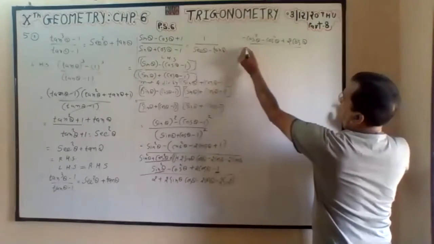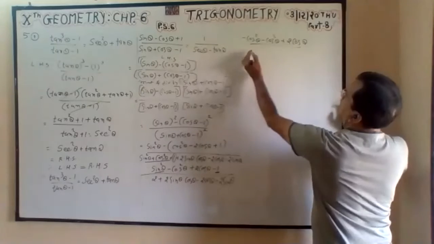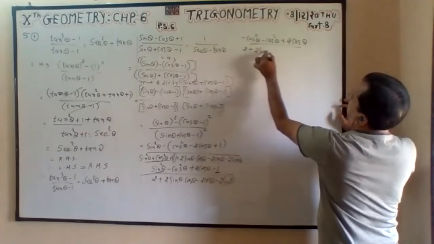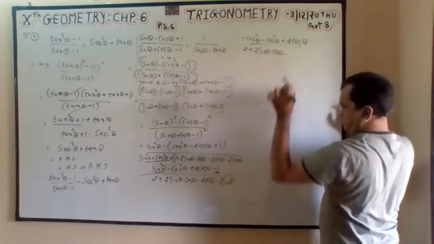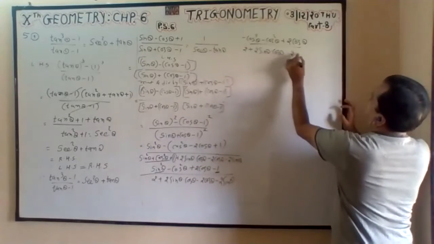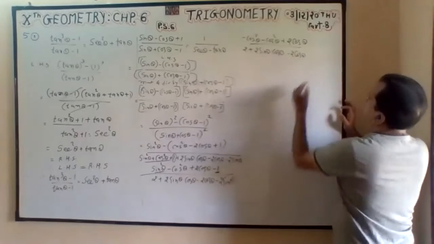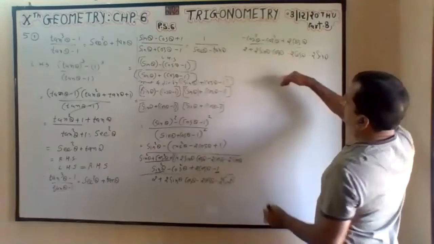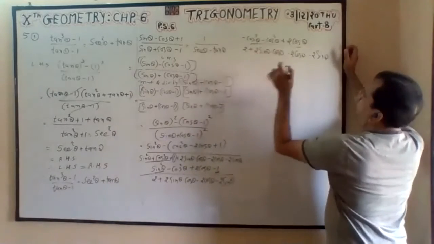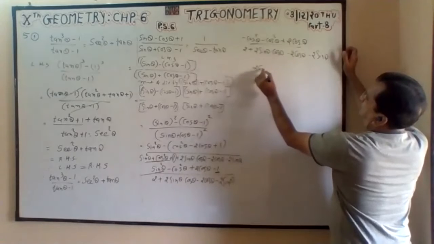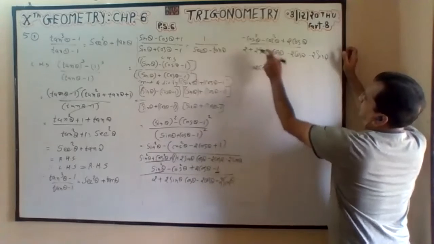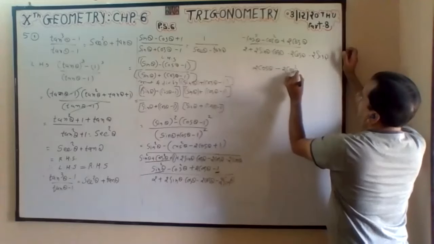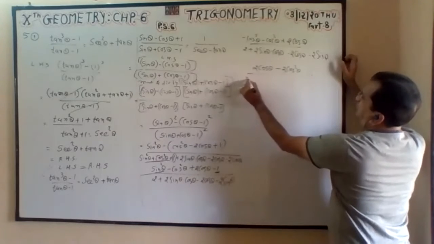Now this will be the same: 2 plus 2 sin cos minus 2 cos theta minus 2 sin theta. This will be minus minus means plus 2. This I will write first: 2 cos theta minus cos square minus 2 cos square theta. Divide by same.